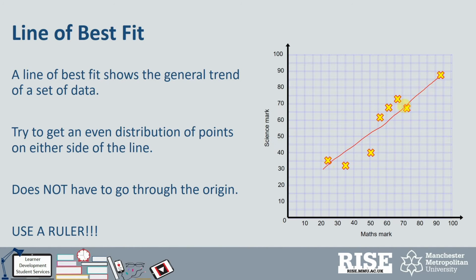But I can see that the general trend is moving upwards across the graph, indicating that as a student's maths mark increases, so does their science mark. It's an example of positive correlation.